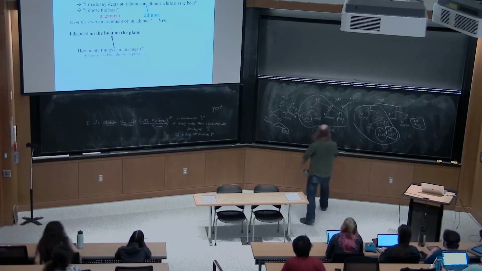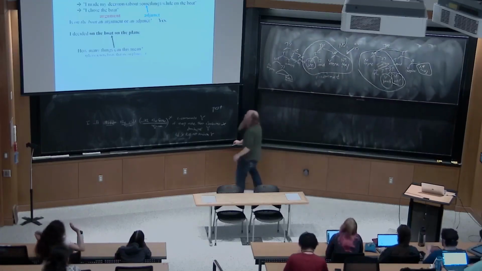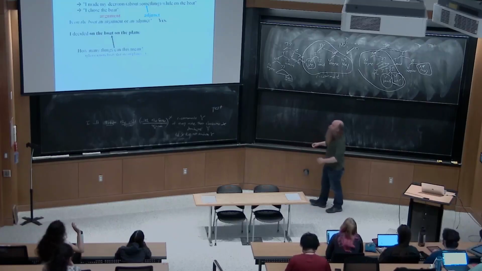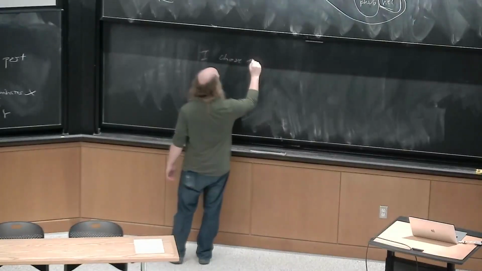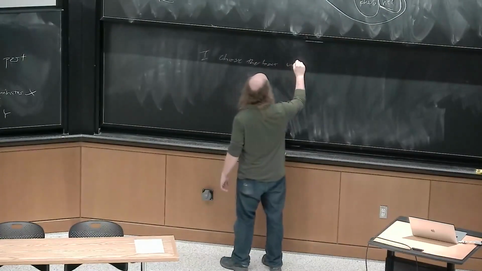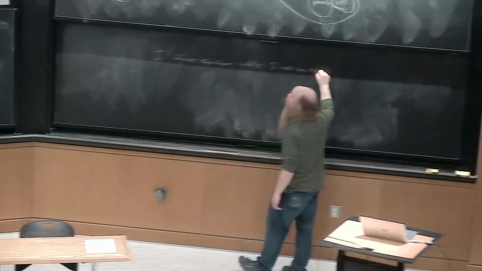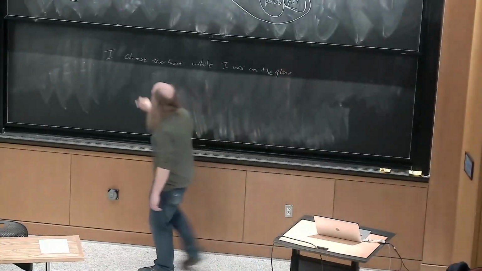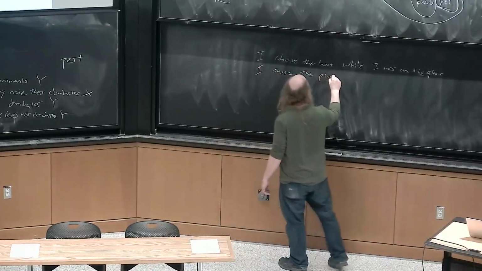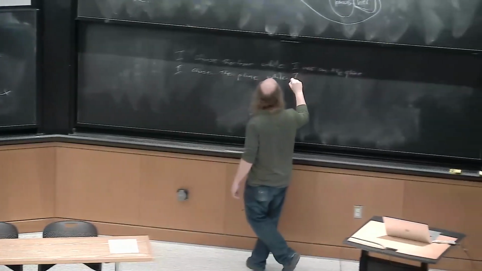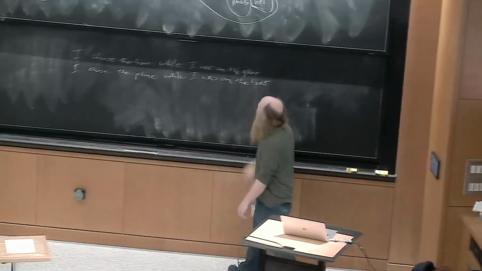Here, I'll tell you what, let me write these readings down just so we can point at them as we're talking, because otherwise I can tell we're going to get confused. I'm already confused, and we've only just started. So one reading is, I chose the boat while I was on the plane. The other is, I chose the plane while I was on the boat.